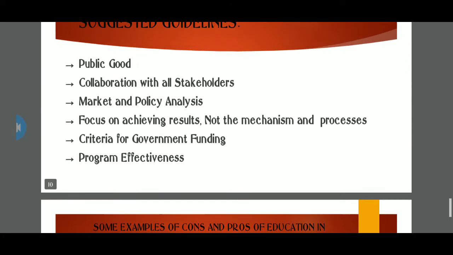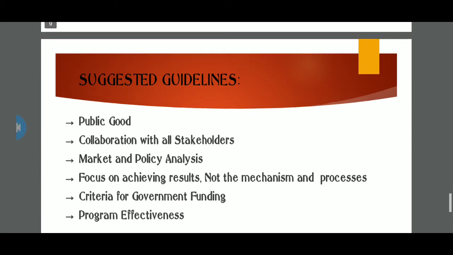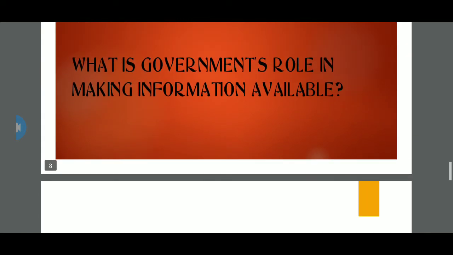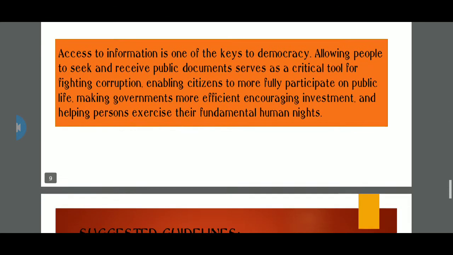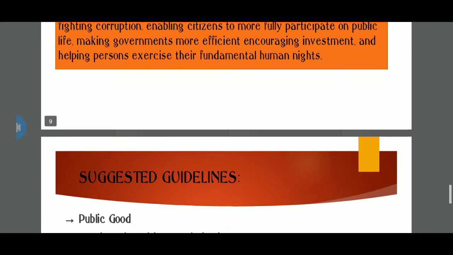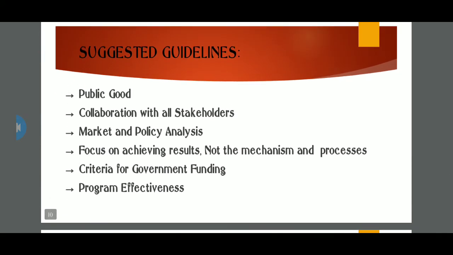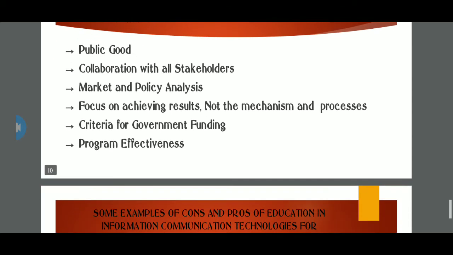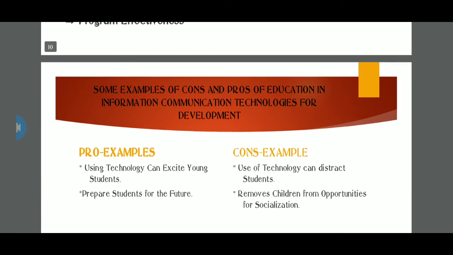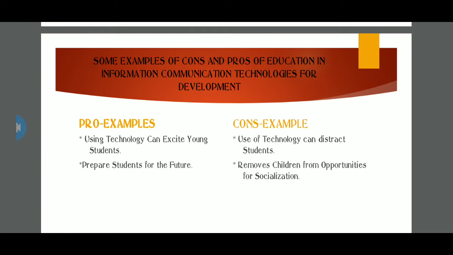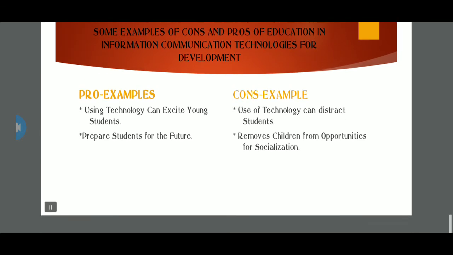And there are also suggested guidelines for how the government's role makes information available. We have the public good, collaboration with all the stakeholders, market and policy analysis, focus on achieving results, not the mechanisms and processes, criteria for government funding, and program effectiveness. Also, we have some examples of the pros and cons of education and information communication technologies for development.